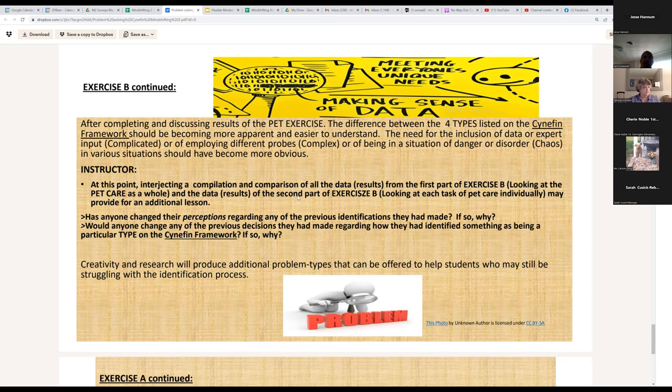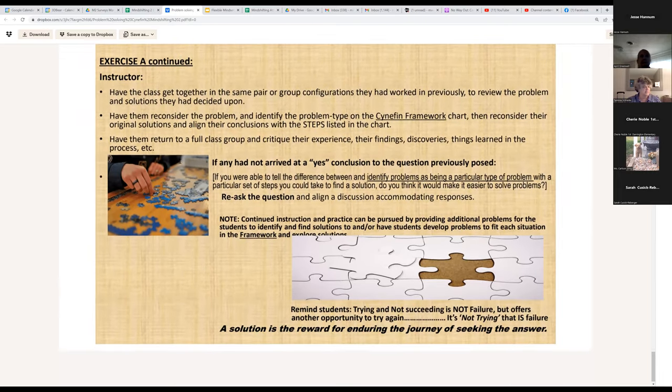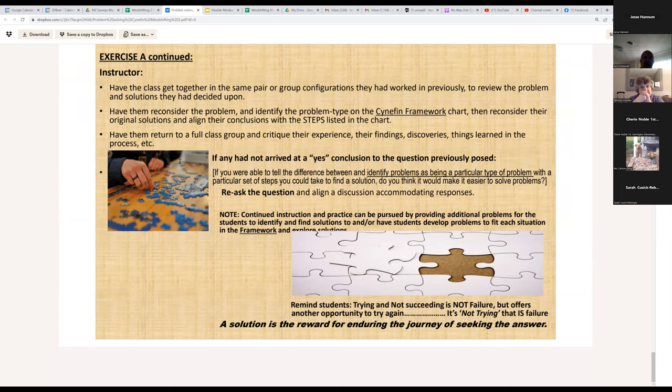And then moving on to the next page, we go back to exercise A, which was the very first one where the teacher presented a real life problem and they had to come up with solutions. At that point, they knew nothing about the four choices or various types of problems. All they knew, it was a problem. How do you solve it? Which would be the classic way of solving a problem.